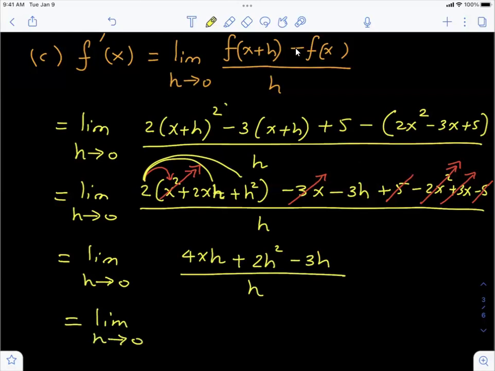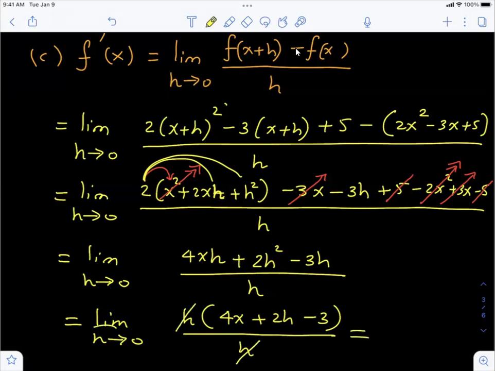H is a common factor to all of these. So you can factor out one of the factors, and then it's going to be 4x plus 2h minus 3, divided by h. Cancel it. And then don't forget our limit.